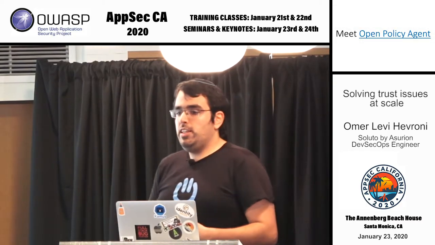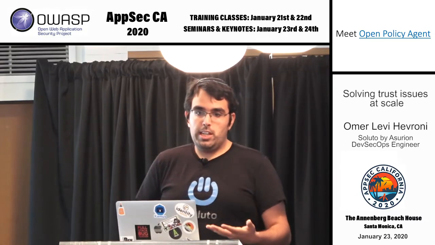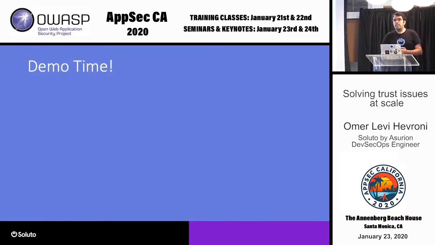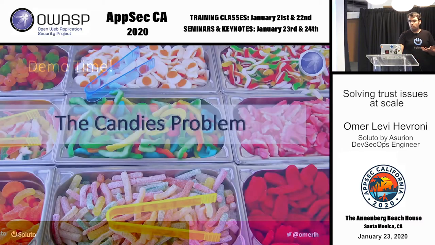And now that we have authentication, we can move to authorization, which we can do with Open Policy Agent. It's another CNCF project. It's an open policy system. It uses a DSL called Rego, and it has integration with Envoy, and we can see all that now in the demo.